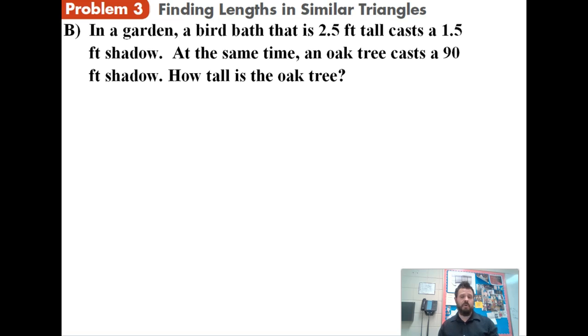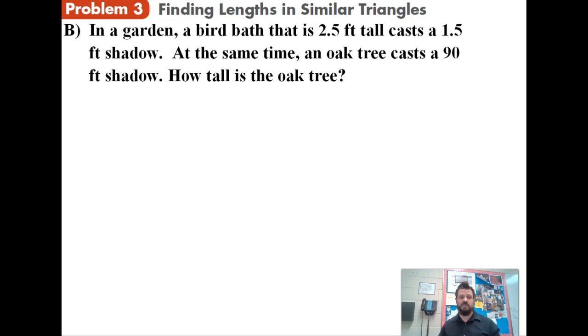All right, let's show you one more indirect measurement example. And this one's going to use basically a tape measure and just shadows to figure out heights. In part B, it says, in a garden, a bird bath that is 2.5 feet tall casts a 1.5 foot shadow. At the same time, an oak tree casts a 90-foot shadow. We want to know how tall the tree is.